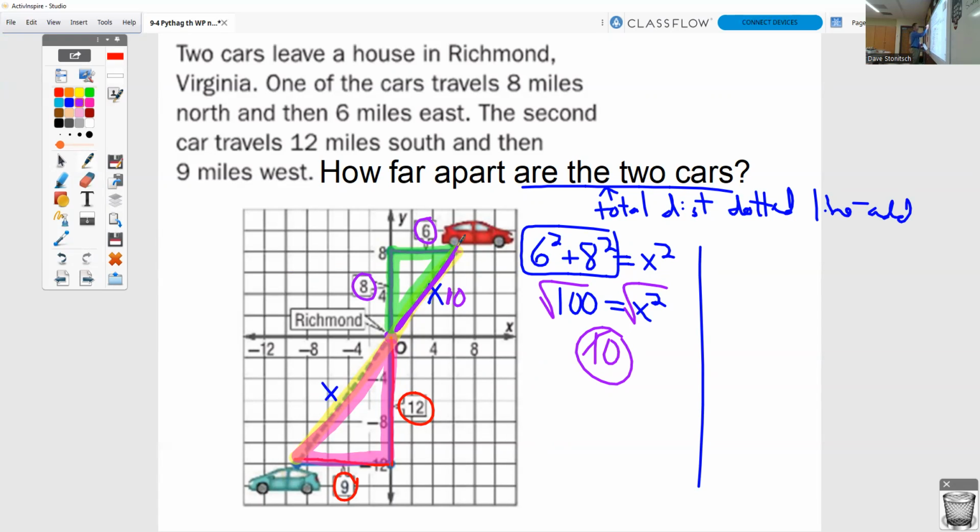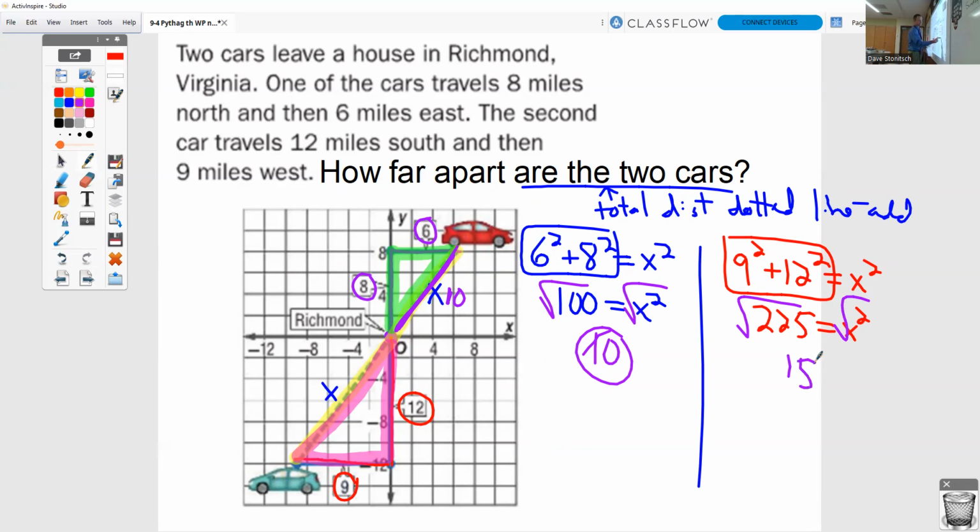Now we got to look at the other triangle. All right, when we take a look at the other triangle, we have 9 and 12 and x. So 9 squared plus 12 squared equals x squared. So again, take this side, type it right into the calculator. You get 225 equals x squared. The last step in every question is to take the square root. So square root, you get 15. So this distance right here is 15.